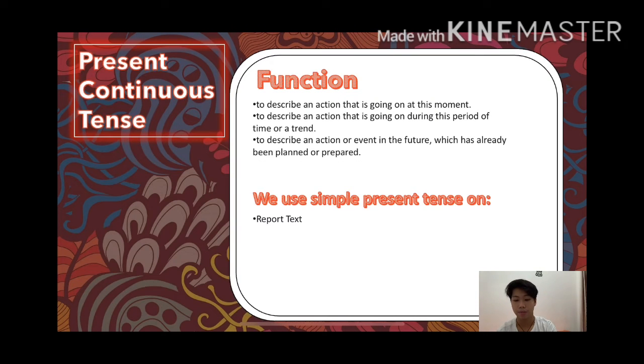Okay, next is the function. The function is to describe an action that is going on at this moment, to describe an action that is going on during a period of time or a trend, and to describe an action or event in the future which has already been planned or prepared. We use it in report text.